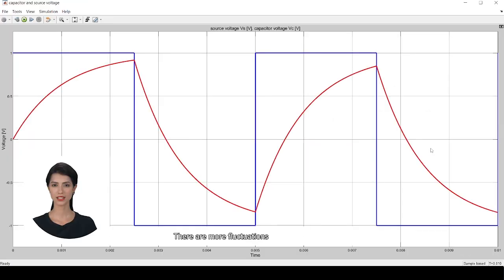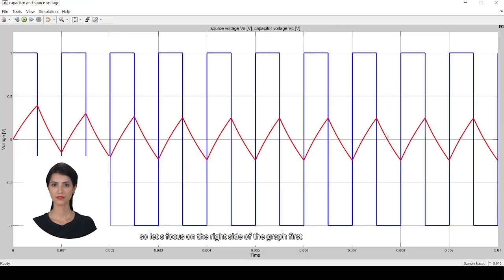There are more fluctuations, so let's focus on the right side of the graph first. You'll notice that the amplitude of the capacitor voltage stabilizes, but it's clear that the capacitor voltage, in red, is much smaller than the source voltage, in blue. Why? The capacitor simply can't keep up. It doesn't charge and discharge fast enough, just like we saw at lower frequencies. As the capacitor starts to charge, the source voltage flips polarity too quickly, so discharging begins before the capacitor can fully charge.